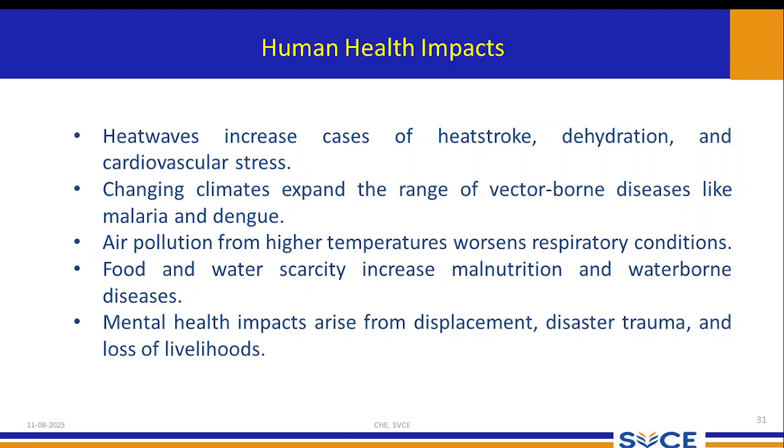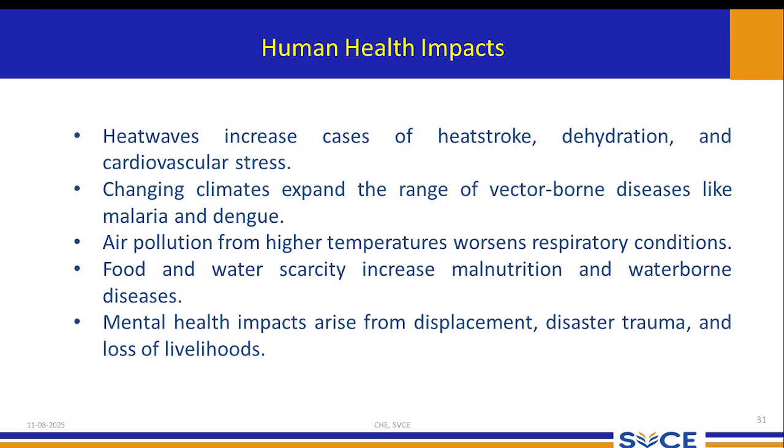Changing climate expands the range of vector-borne diseases like malaria and dengue, very common during the flooding period. Air pollution from higher temperature worsens respiratory conditions. Food and water scarcity increase malnutrition and waterborne diseases. Mental health impacts arise from displacement, disaster trauma, and loss of livelihoods.